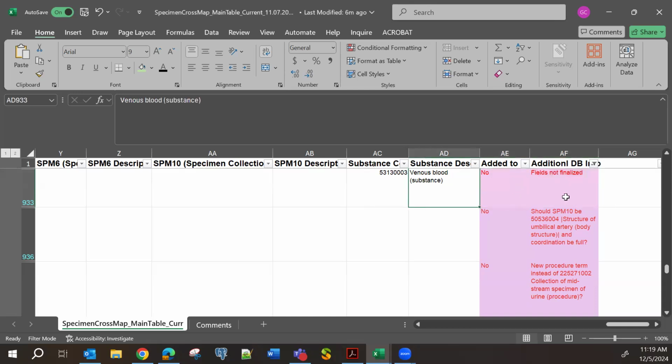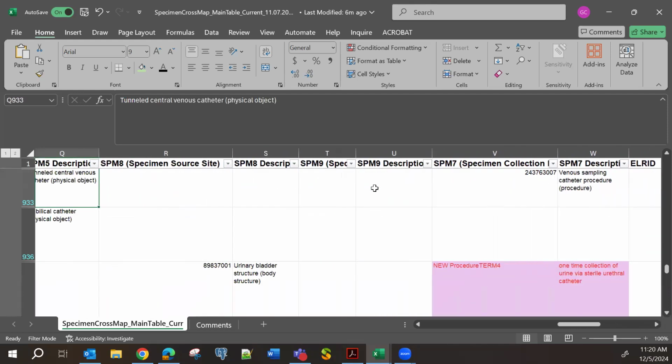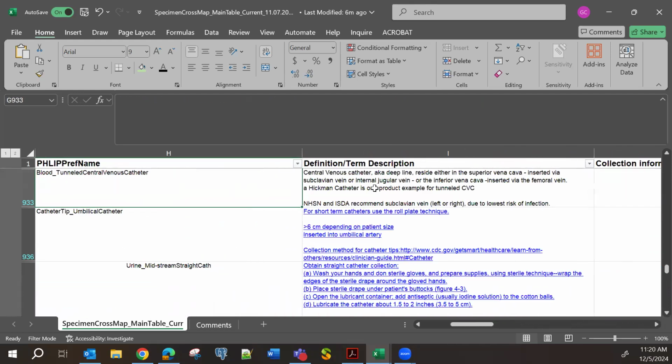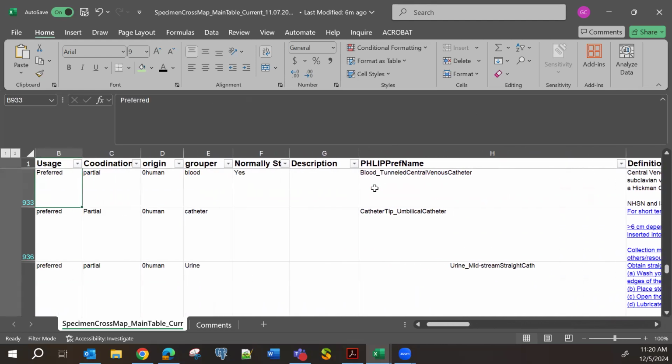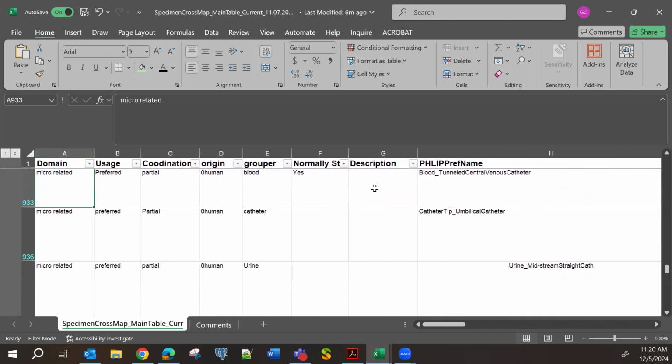But before I did that, I wanted to bring this up with the group in case you remembered why these fields were not finalized, if they were not. So let me just go back to the beginning. So this is the term.